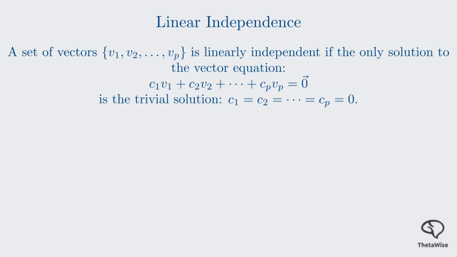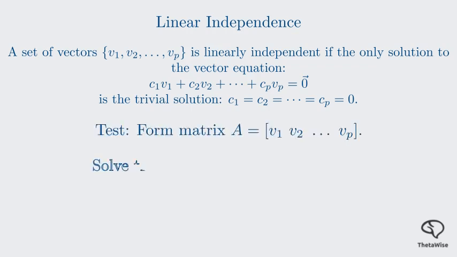We can form a matrix A whose columns are the vectors we're testing. The vector equation c1v1 plus ... plus cpvp equals 0 is equivalent to the matrix equation Ac equals 0, where c is the vector of coefficients. So testing for linear independence is the same as solving a homogeneous system. The vectors are linearly independent if and only if the system Ac equals 0 has only the trivial solution.